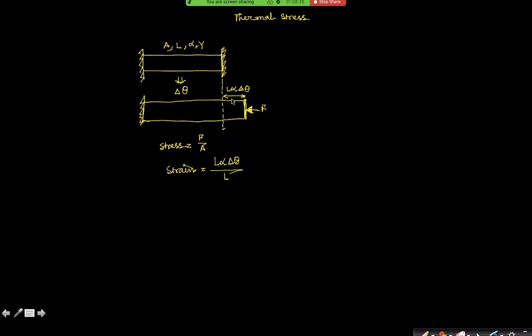Okay, okay. Now you can apply the stress by strain formula, which is equal to Y. Stress by strain is equal to Young's modulus. So if you do not know what is the elongation, what is the force, or if you know what is the force, what is the elongation, you can apply this formula in order to calculate all these things.